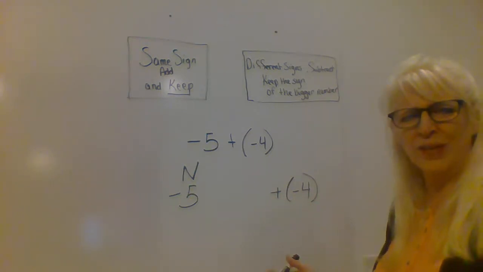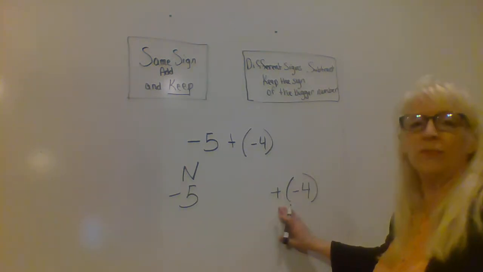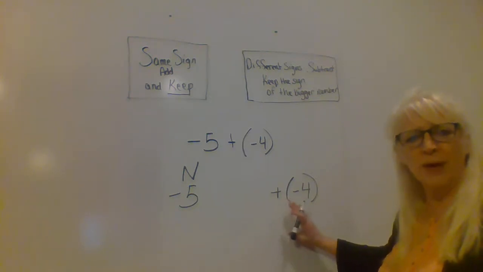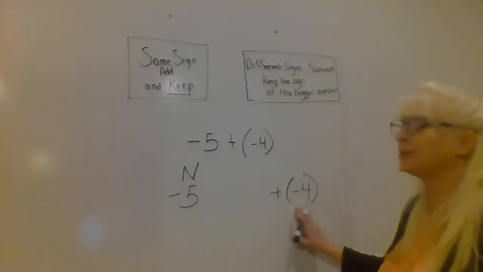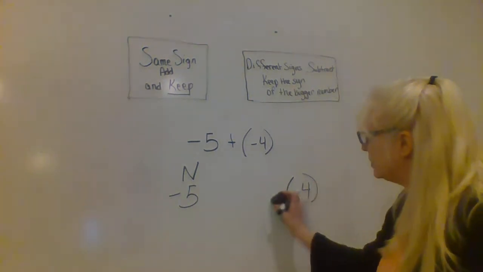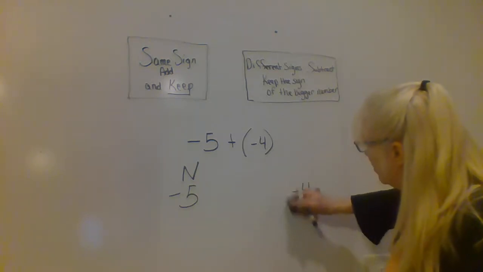Well, that's confusing. Is it positive or is it negative? It's got both signs. Well, the negative is going to win over the positive. So whenever you see a plus and a minus in front of the same number, it's really negative. So now I'm going to take the disguise off. I'm going to take the plus sign away because we said it's really negative, and I'm also going to take the parentheses off.